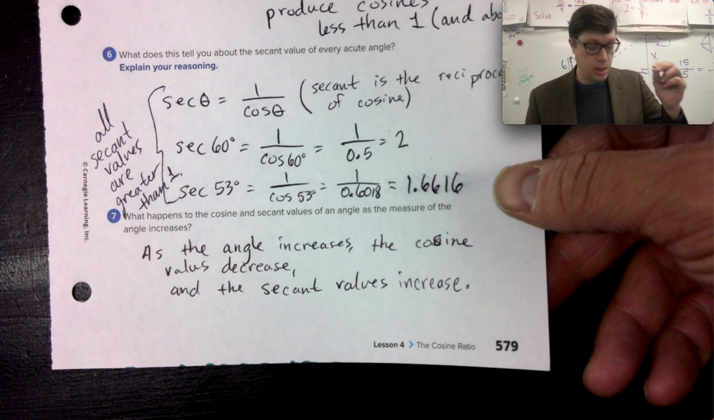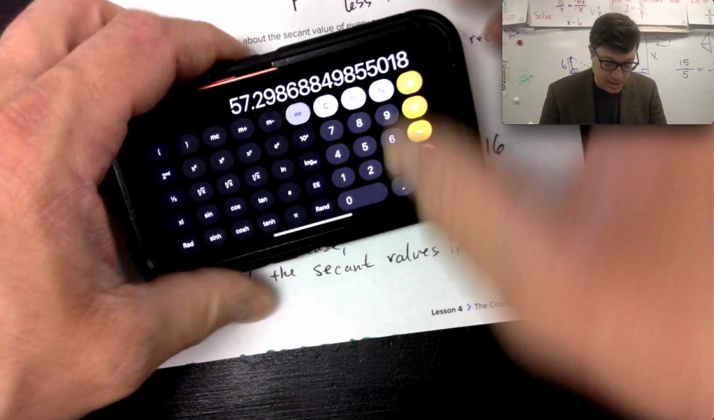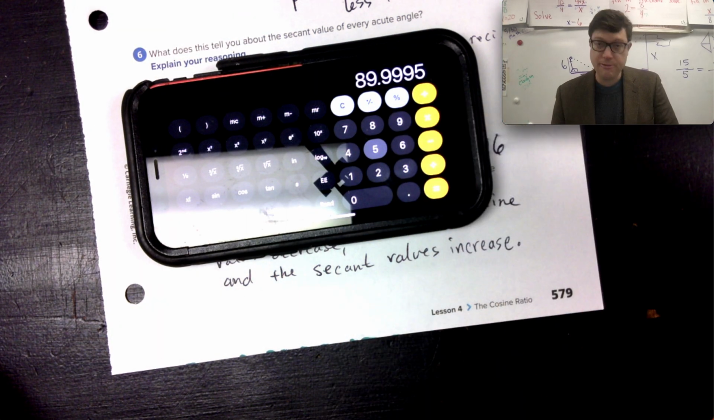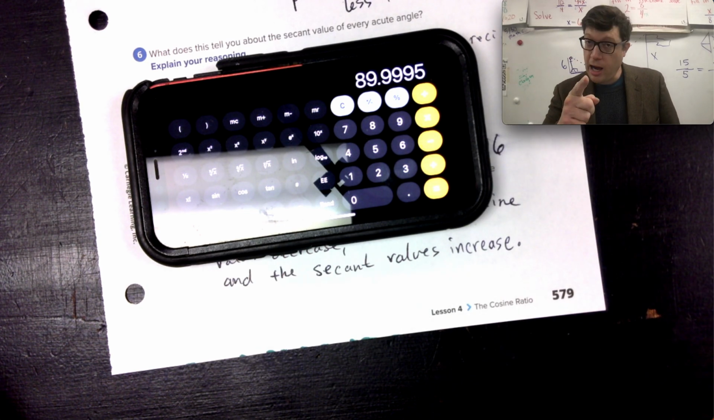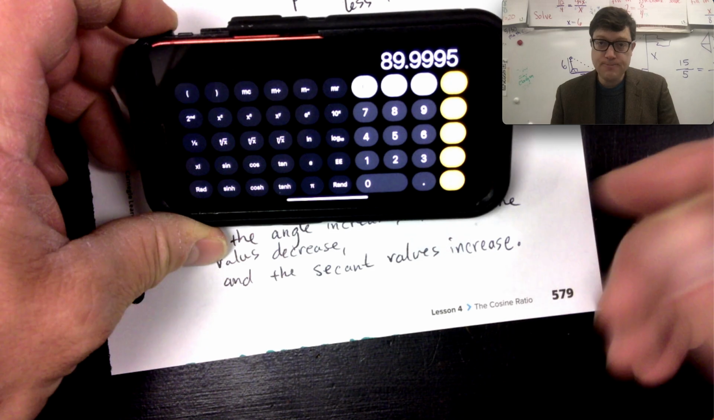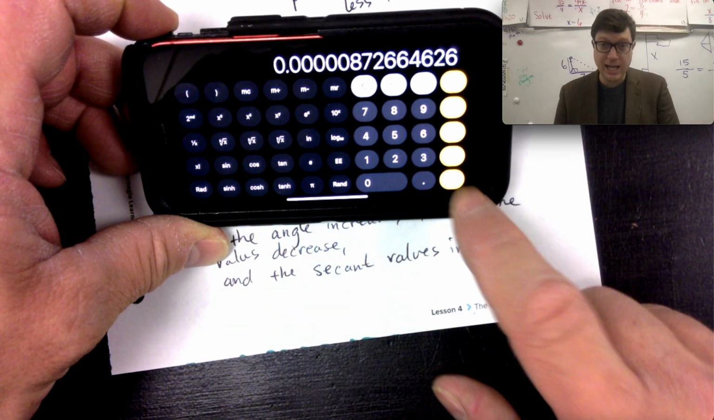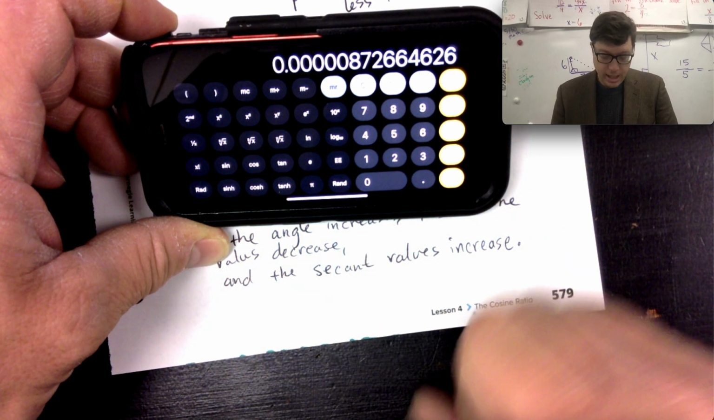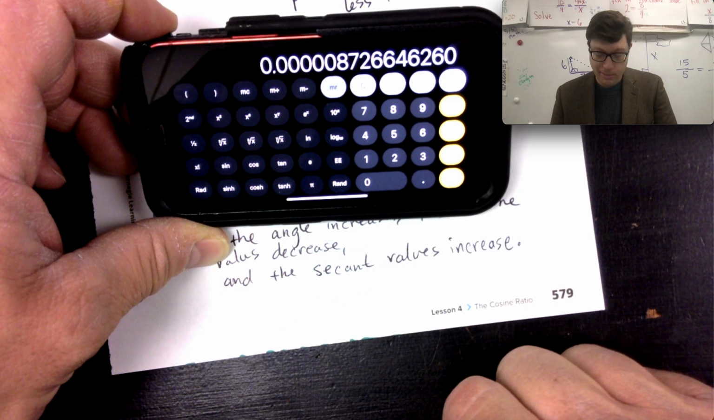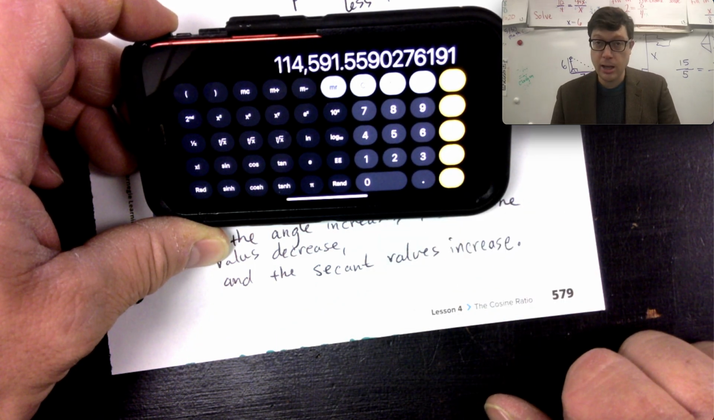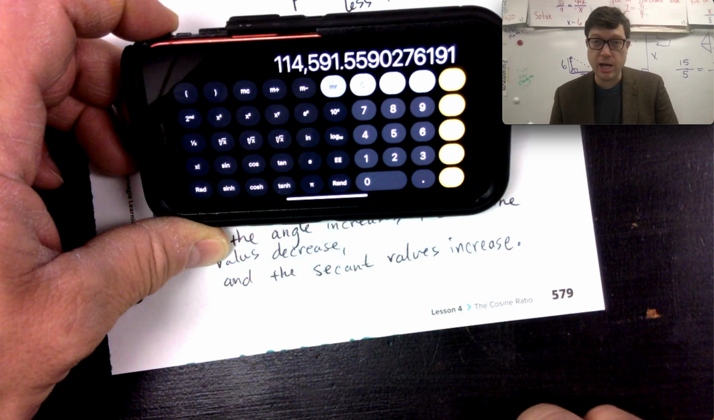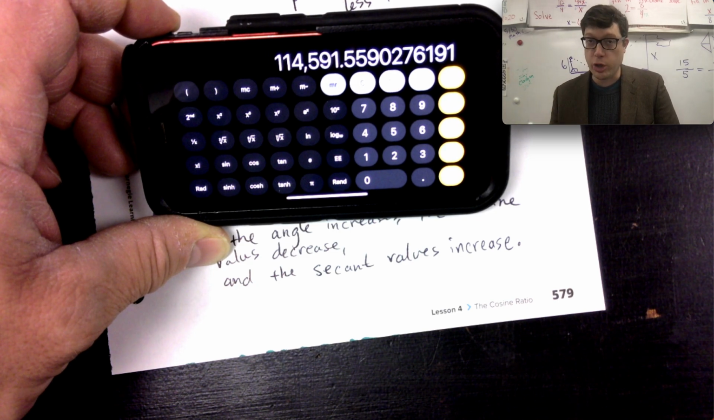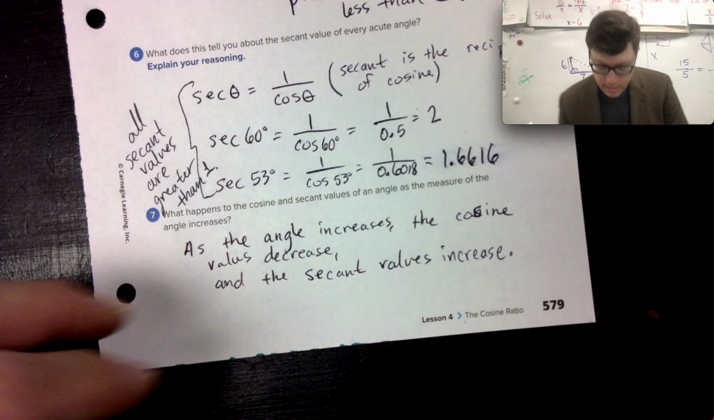as the angle gets closer to 90, right? We can still take angle measures like 89.9995. That's almost 90 degrees. To your eyes, you couldn't tell the difference. But mathematically, definitely. Look at the cosine value of that. It's really small, tons of zeros. So if I store that in memory and then do 1 divided by that number, it's going to be really big: 114,591. That's the secant of 89.9995 degrees. So secant values will increase to infinity.